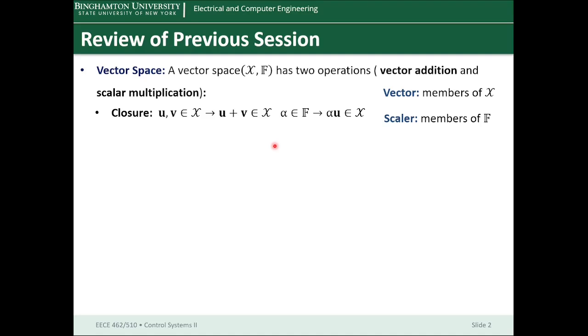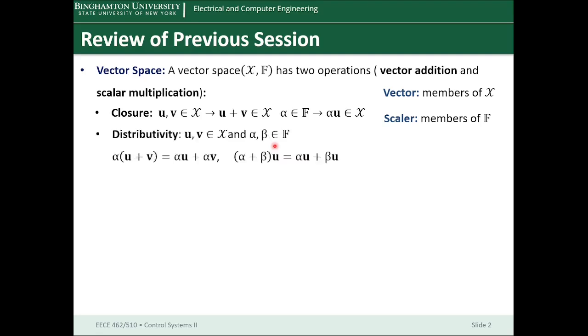That means if you take two vectors u and v from X and add them together, the result is still inside X. And if you take any vector in X and multiply it by a scalar, the result is also inside X. Second, the operations should behave distributively. It means if u and v are in X and alpha is a scalar, then alpha times the sum of u and v must be the same as alpha times u plus alpha times v.